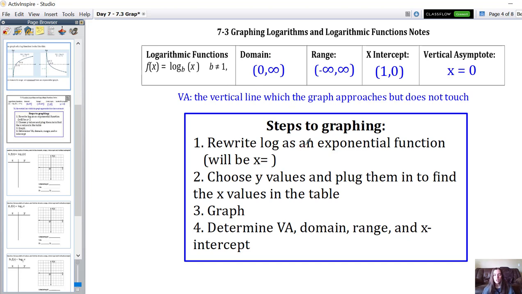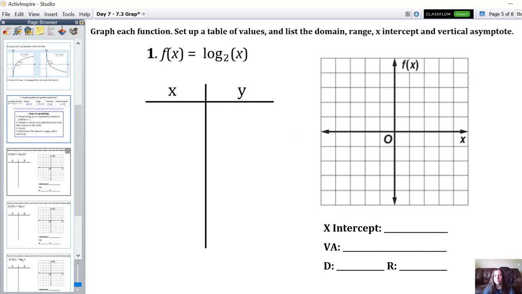When we're graphing these, the first thing that we're going to do is rewrite it from log form to exponential. Then we're going to choose y values this time. If it was exponential, we choose x. If it's log, we choose y. Plug those in to figure out some x values, graph it, and then determine our vertical asymptote, domain, range, and in this case our x-intercept will always be (1, 0).